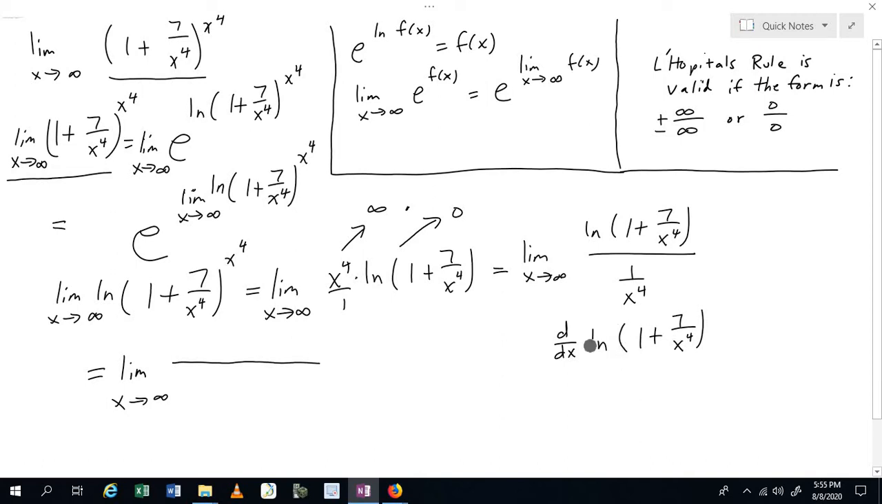Well, if you're going to find the derivative of this, you're going to have to use the chain rule, because this is really a composition of two functions, right? The inner function is 1 plus 7 over x to the fourth, and then the outer function is like ln of x. Okay? So let's write it that way. I'm just going to write it out so we can see this. The outer function is ln of x, and of course your inner function would be 1 plus 7 over x to the fourth. Okay?